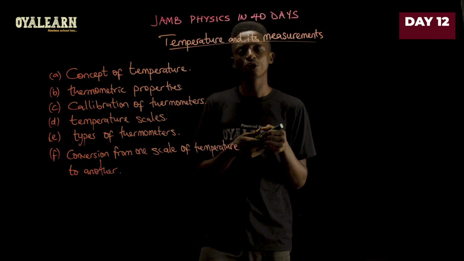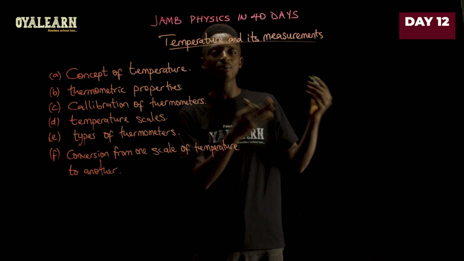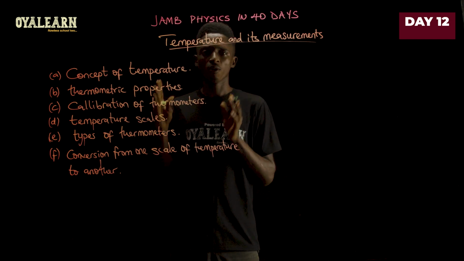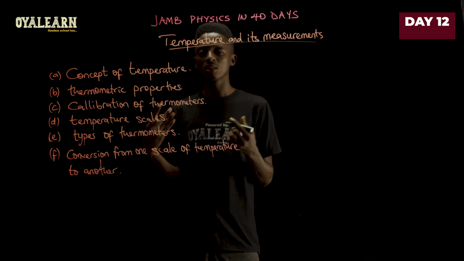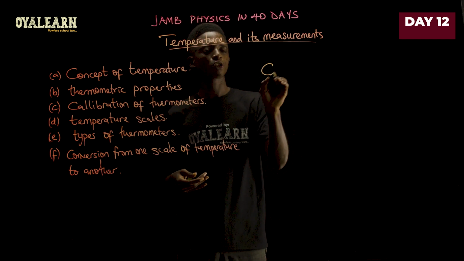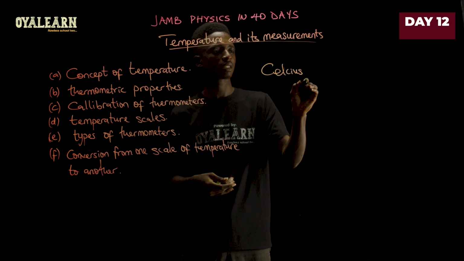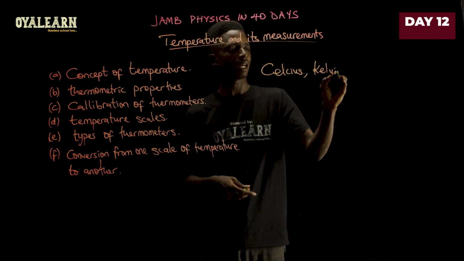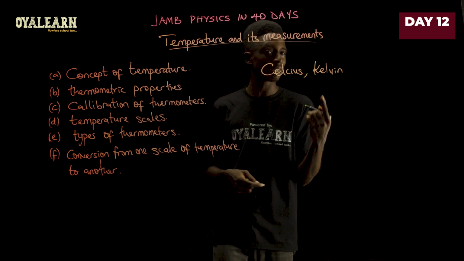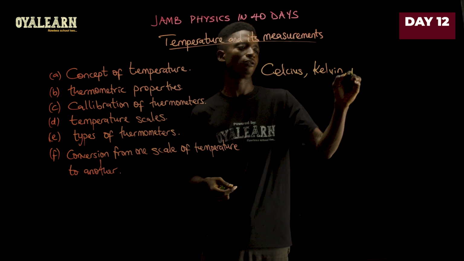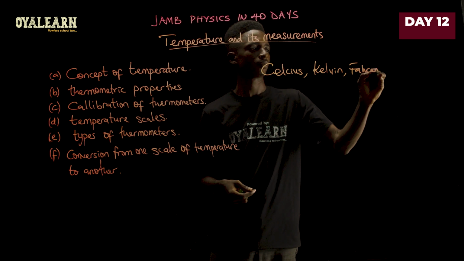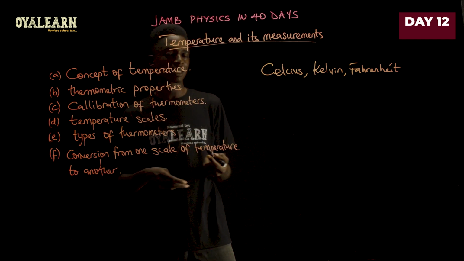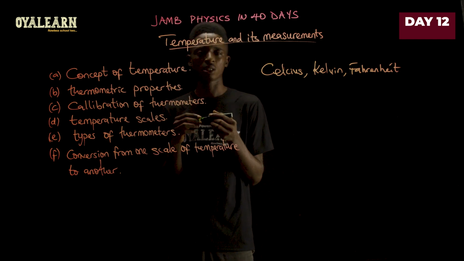What really matters is that you understand what is known as the upper limit of a temperature scale and the lower limit of a temperature scale. Now, for Jamb, the kind of temperature scales that we work with most of the time is the Celsius scale. We also work with the Kelvin or absolute temperature scale. Take note, this Kelvin scale is also called the absolute temperature, and then the Fahrenheit scale. These are the three majorly used temperature scales as far as Jamb is concerned.